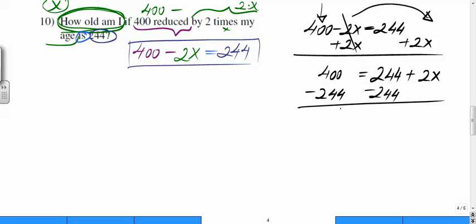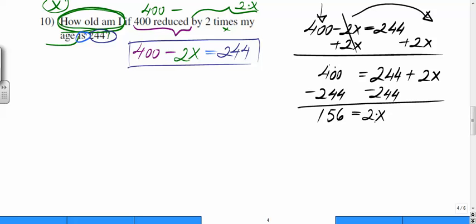400 minus 244, go right to left. 4 out of 10. Borrow 1 from the next one, right? 4 out of 10 is going to be 6. 4 out of 9, right, will be 5. And 2 out of 3 here will be 1. 156 equals 2 times my age. Did we get it right?